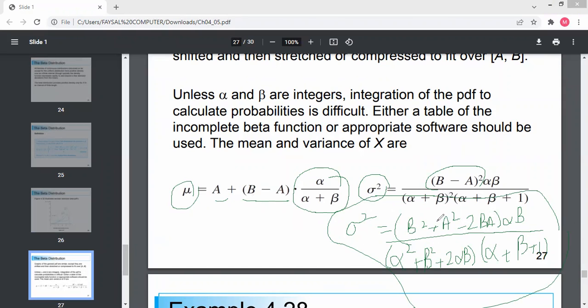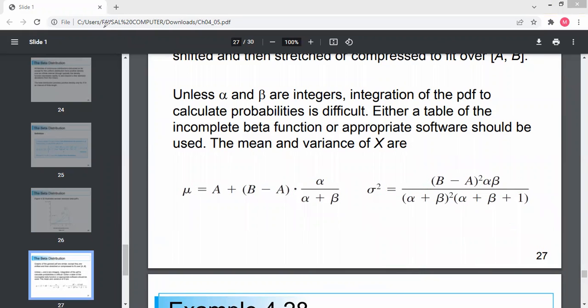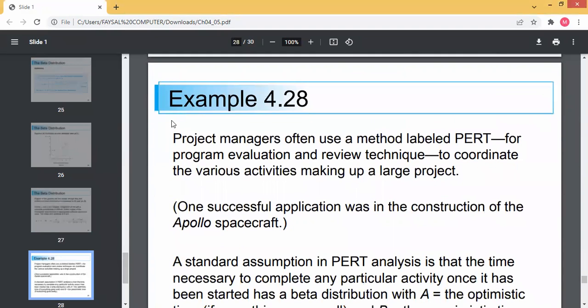So you have to solve the square identities first. After solving the square identities, you have to put the values of a, b, alpha, beta to find the values. Okay, let's move toward example 4.28.